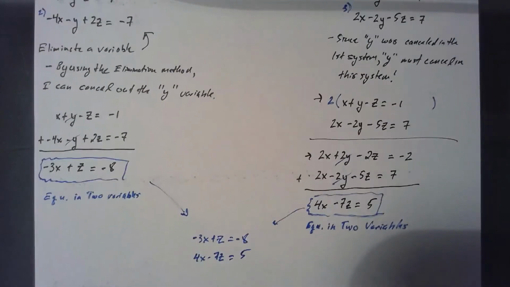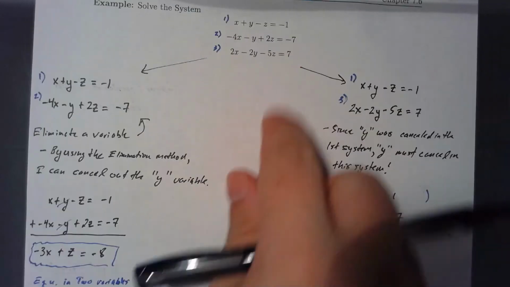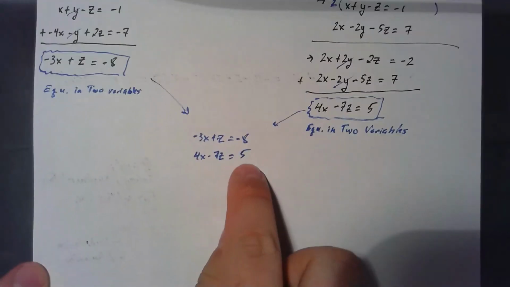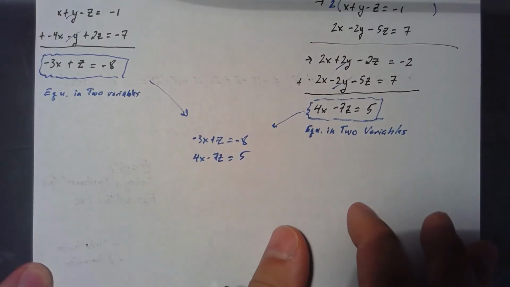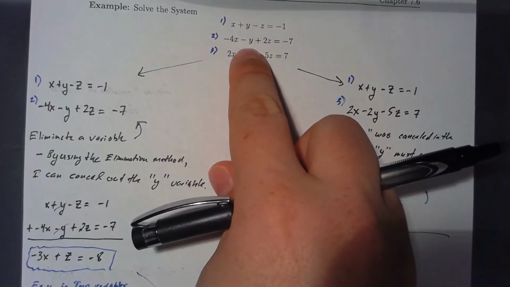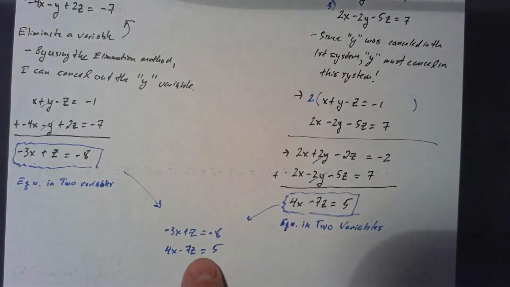So after doing all this work, I made a system of 3 equations with 3 variables into a system of 2 equations with 2 variables. A lot of busy work just to do that. So basically what I did is I eliminated the y variable from this system and got this system.